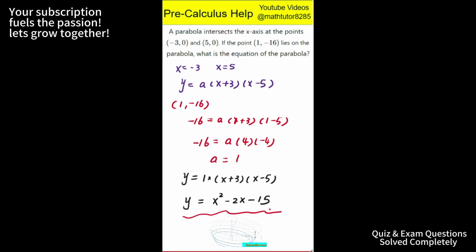When you're given the x-intercepts and a point on the parabola, always start by writing the equation in factored form using the x-intercepts.